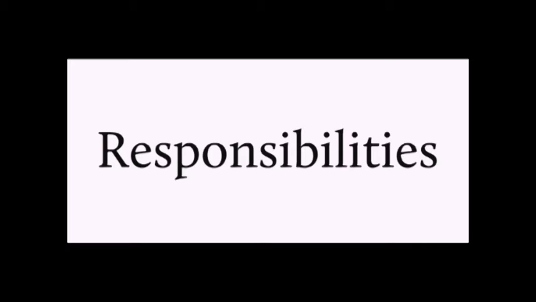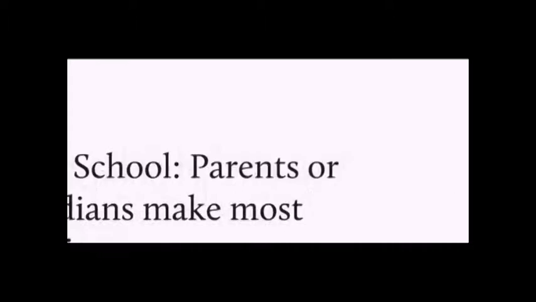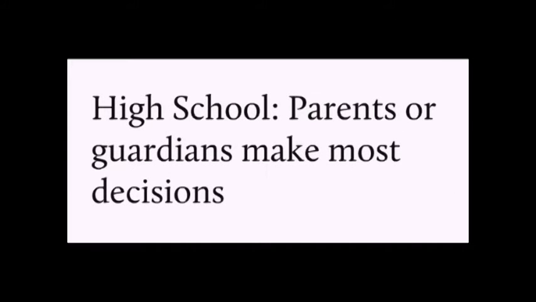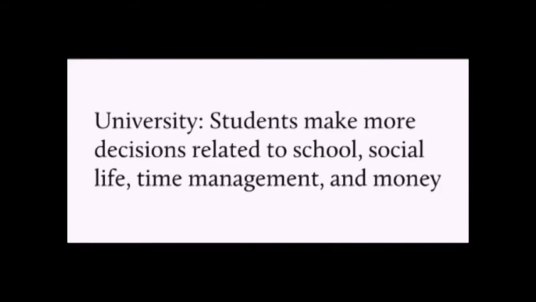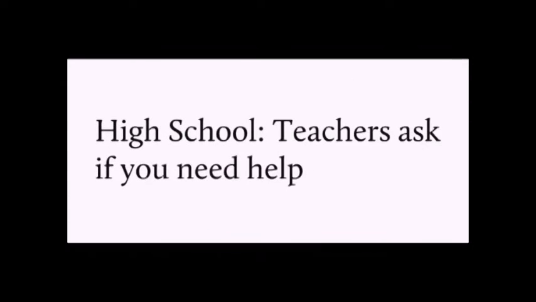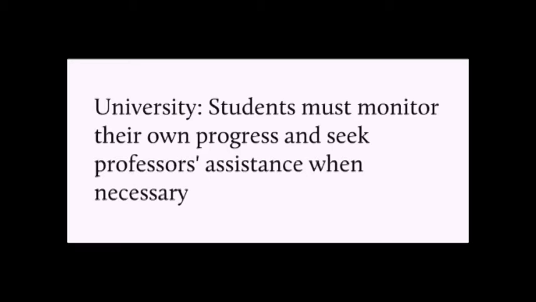The last category is responsibilities. In high school, parents or guardians make most decisions. In university, students make most decisions related to school, social life, time management, or money. In high school, teachers ask if you need help if they see you are having problems. In university, students must monitor their own progress and seek professors' assistance when necessary.